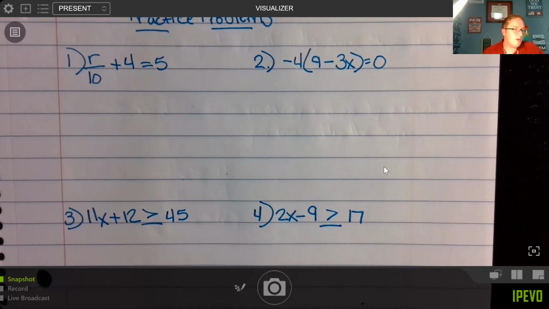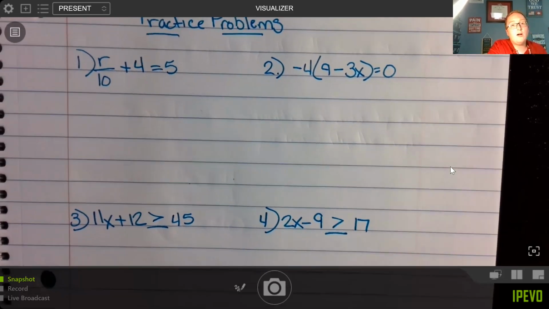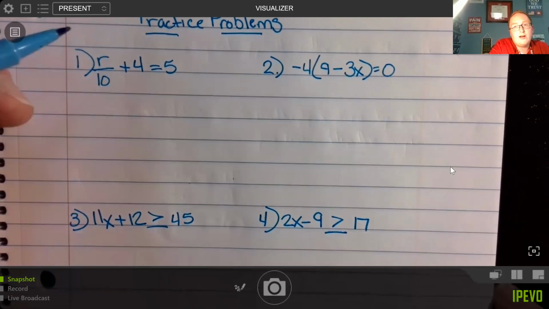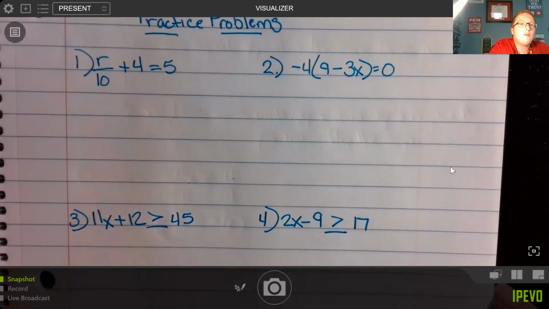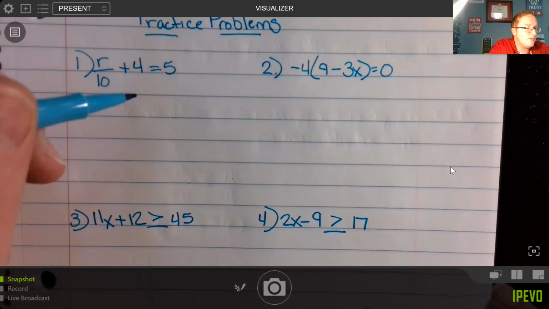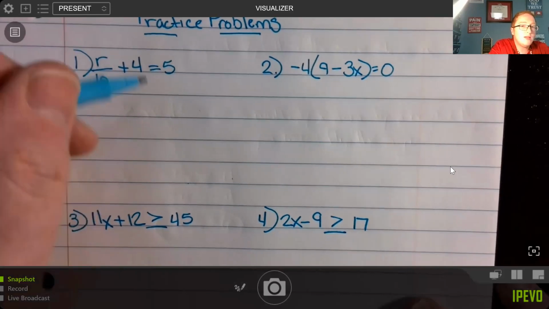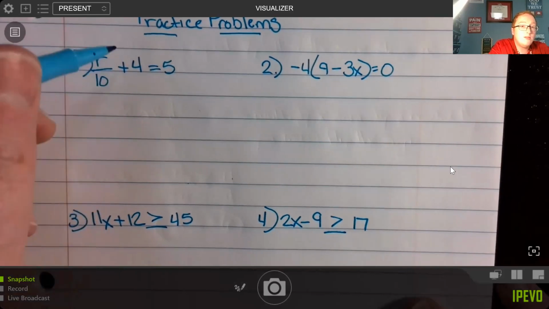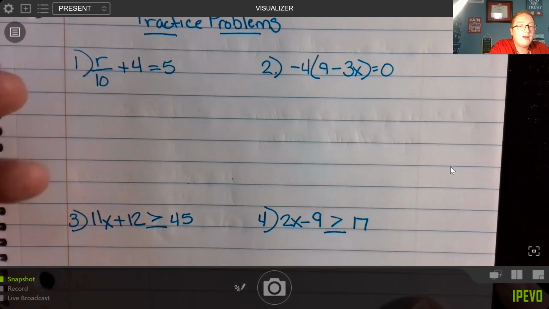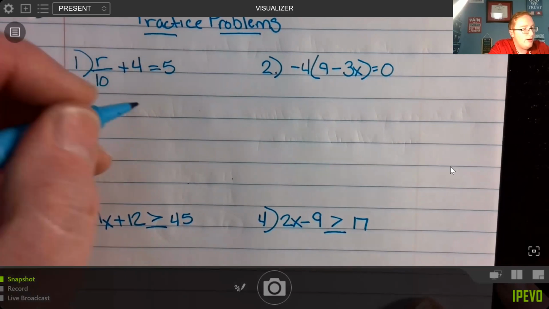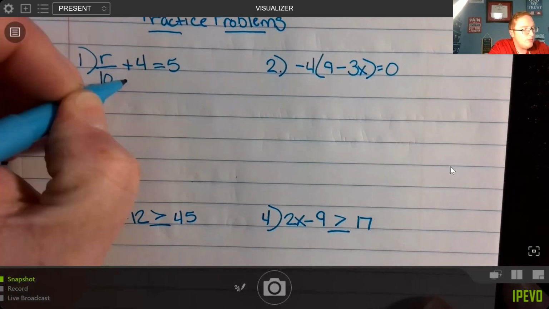All right, let's go ahead and work these practice problems. So the first one says, r divided by 10 plus 4 equals 5. Just a reminder, our goal here is to isolate the variable. We're going to work these all the same way, using what's called inverse operations, so opposite operations. I've been teaching students that this plus is a positive, and they go together. So the opposite of a positive 4, or adding 4, would be a negative, or subtracting 4.